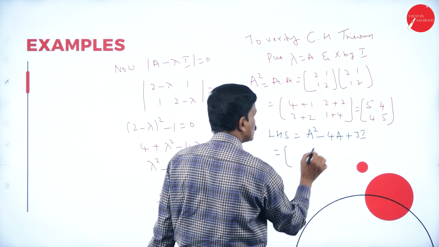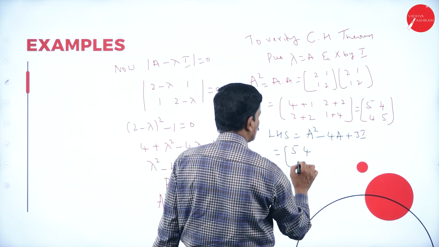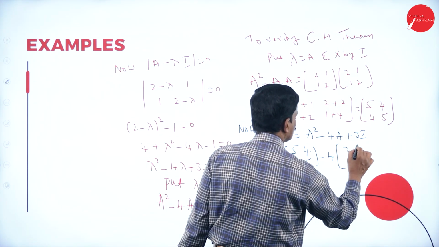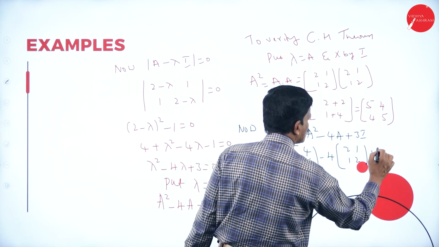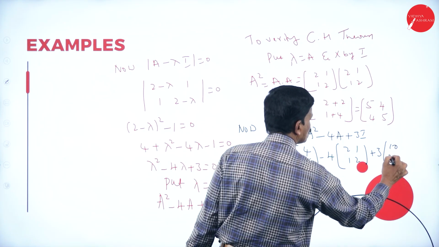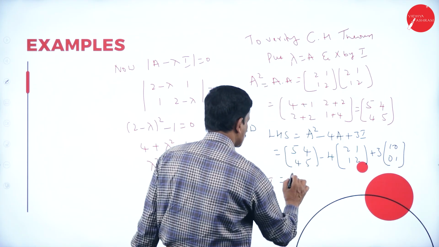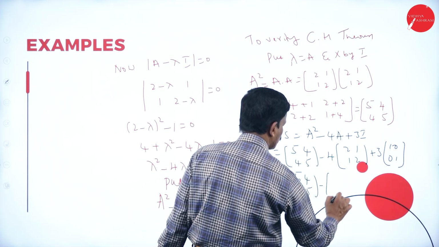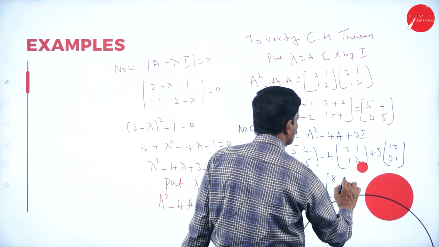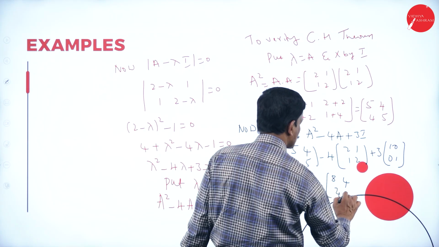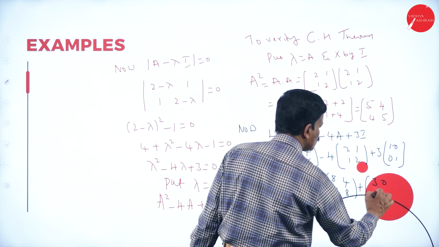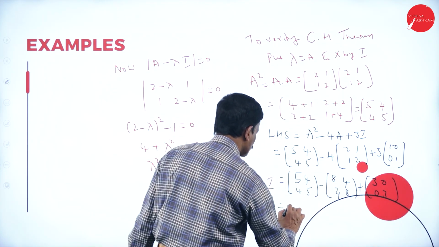This is equal to, what is A square? 5, 4, 4, 5 minus 4 times matrix A, 2, 1, 1, 2, plus 3 into identity matrix 1, 0, 0, 1. So that's equal to 5, 4, 4, 5 multiply by 4: 4 2s are 8, 4 1s are 4, 4 1s are 4, 4 2s are 8, plus multiply by 3: 3, 0, 0, 3. What is this equal to?